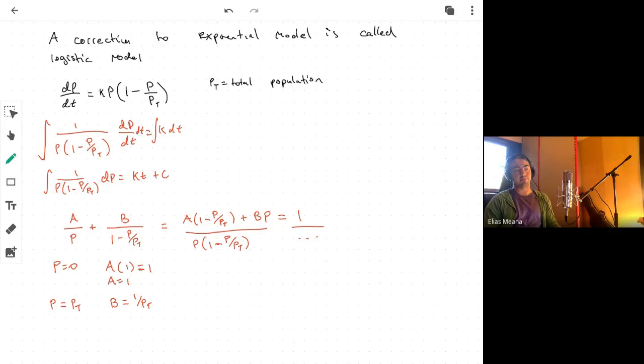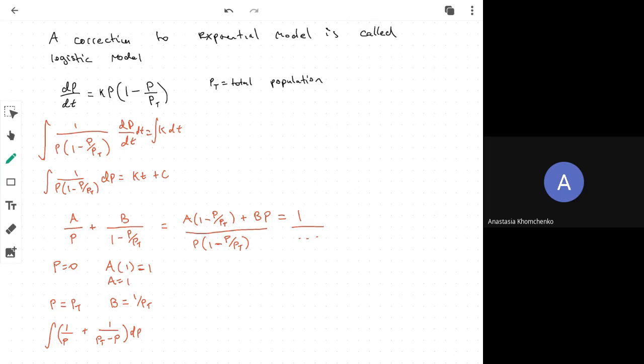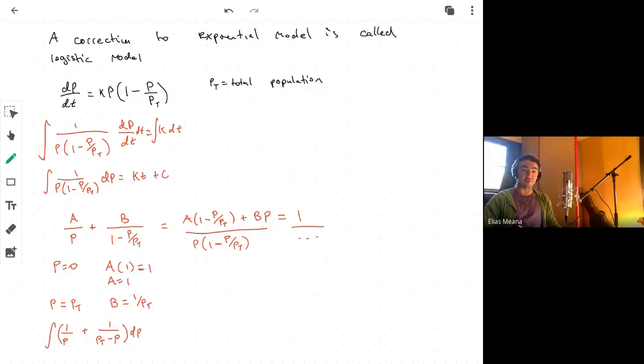So far, so good. And so we're just solving the equations, or the integrals, 1 over p, plus, I'll just go ahead and simplify it, 1 over pt minus p, all dp. Do you guys see how I got that second fraction? Why is p equal to 0? Oh, I'm doing partial fractions.